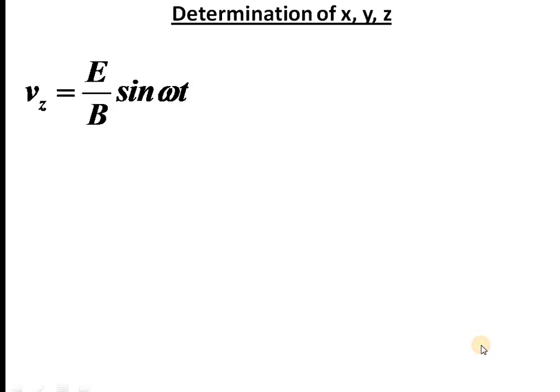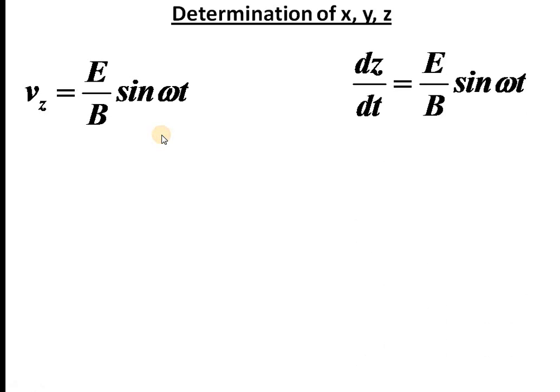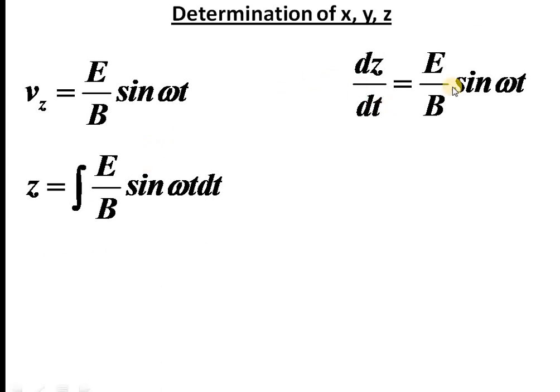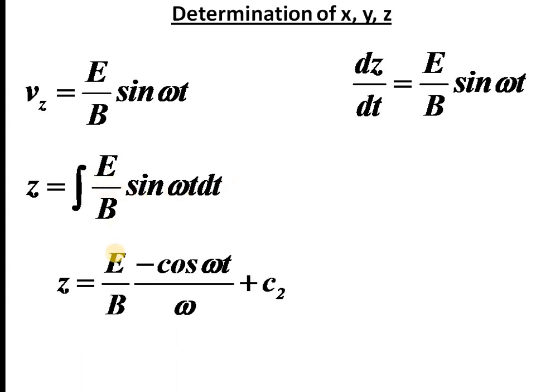Similarly, for z also you have Vz like this. So you can write the corresponding dz by dt is equal to E by B sin omega t. Naturally, by integrating this equation, what we get is z is equal to the integral of E by B sin omega t dt. Here you have to integrate only sin omega t, because E by B is constant. So we have E by B times minus cos omega t by omega plus C2.